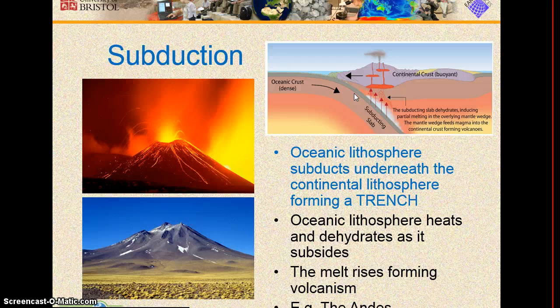Remember the subduction, sub meaning below or under. That's where the crust is going below another. The oceanic lithosphere subducts underneath the continental, causing a trench. So right here is where a trench forms when you get subduction between oceanic and continental. It's a very deep area here in the crust. So go ahead and write this right here.